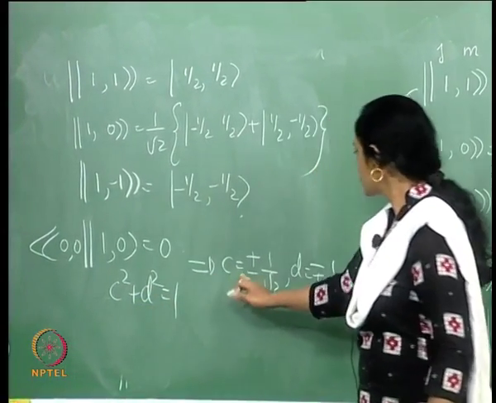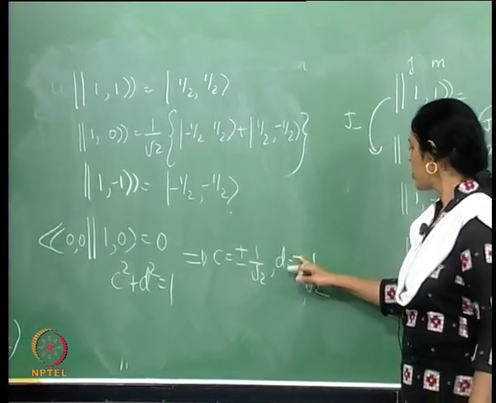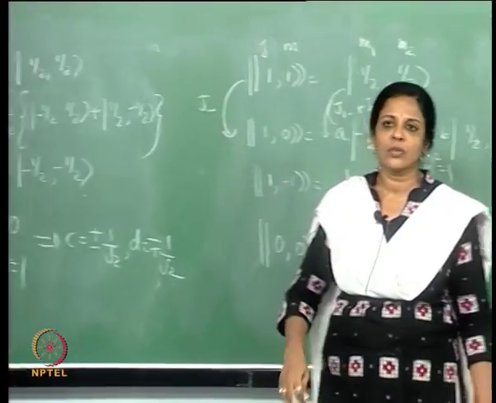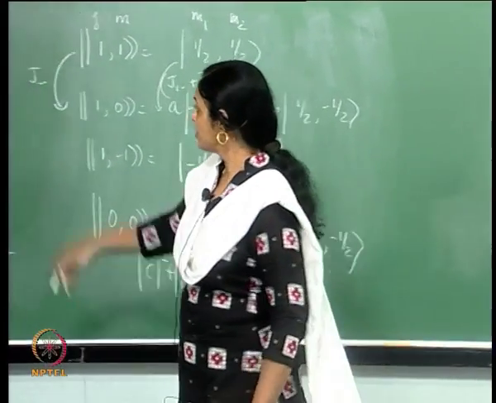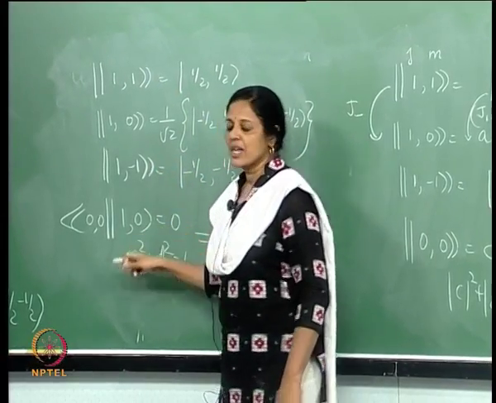We can use C to be plus or minus 1 by root 2, and D correspondingly to be minus or plus 1 by root 2. Therefore, I have got the CG coefficients for both the triplet state and the singlet state.